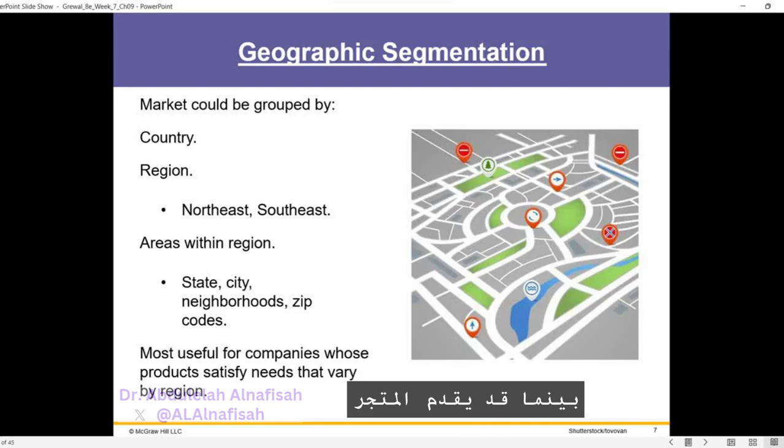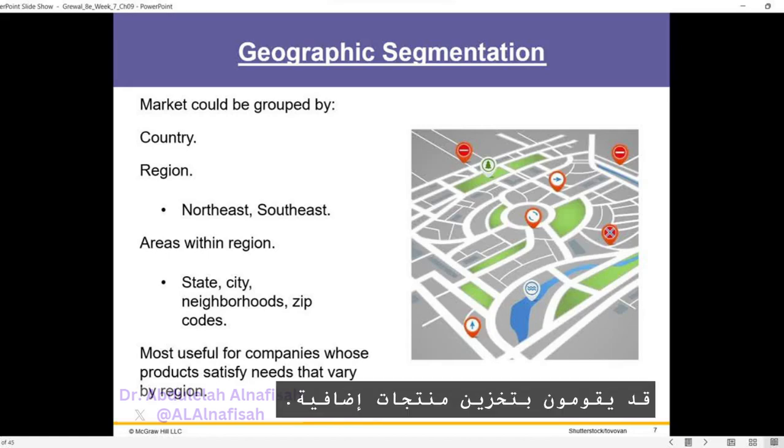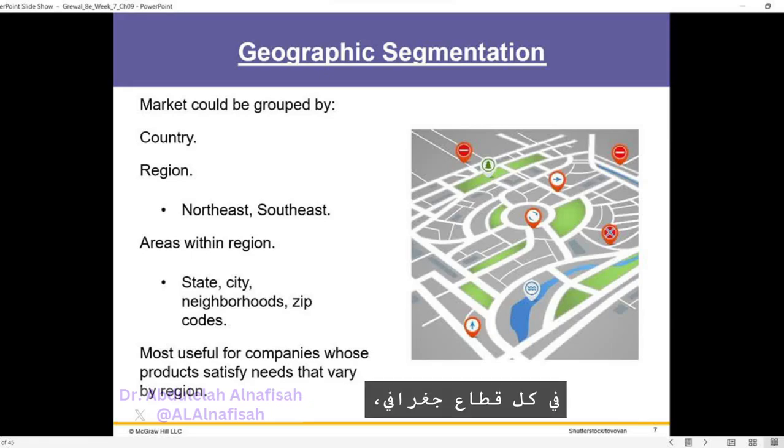While the store might offer similar core products across all its locations, it can make adjustments based on the needs of each city or region. For example, they might stock additional products that are popular or in demand in a particular area. This customization allows the store to better meet the preferences and requirements of customers in each geographic segment, enhancing customer satisfaction and driving sales.